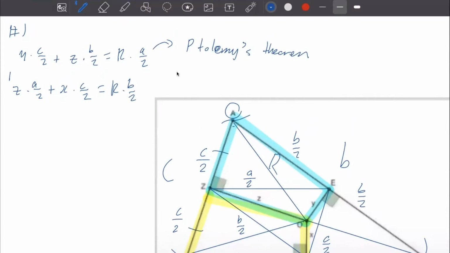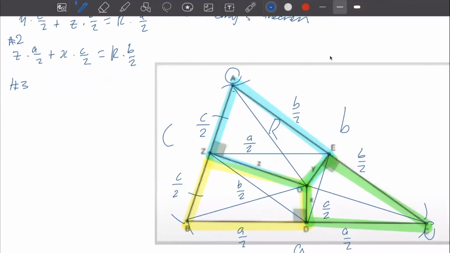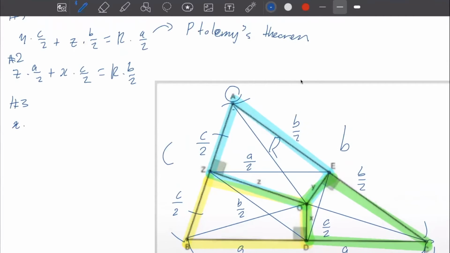Let's do quadrilateral number 3. Number 3, as you can see, will be this one. It will be similar to the other ones: x times b over 2 plus y times a over 2 equals R times c over 2.